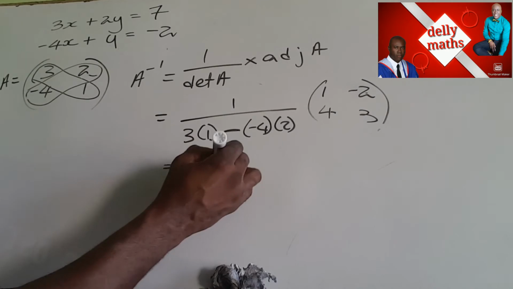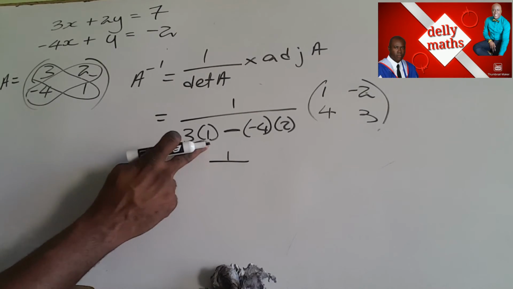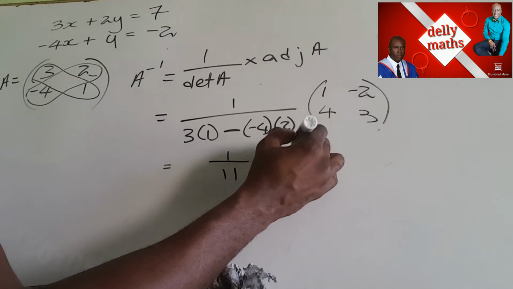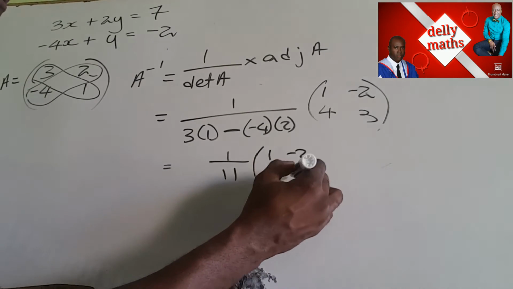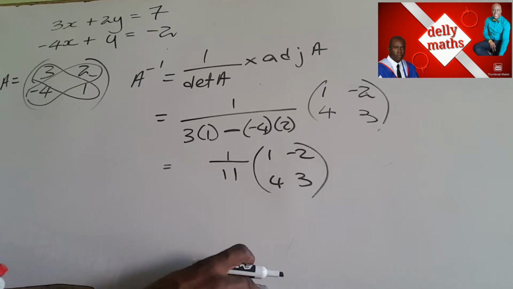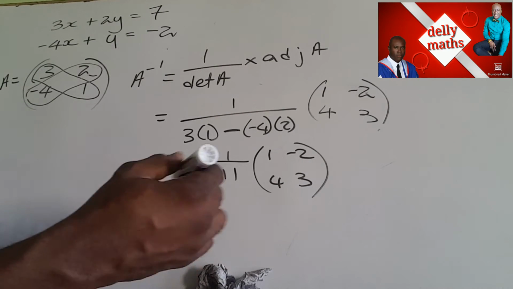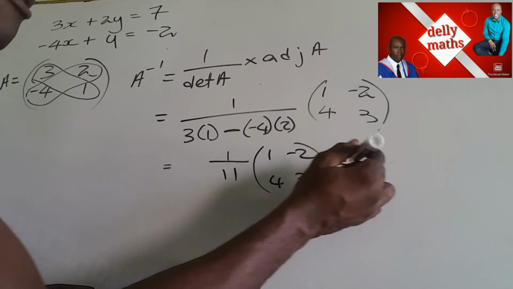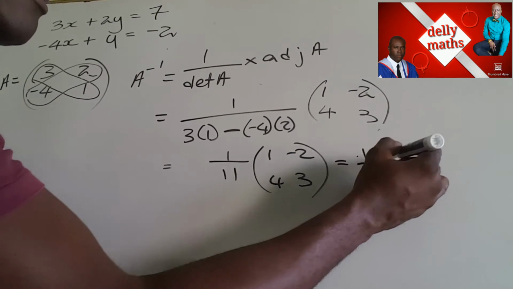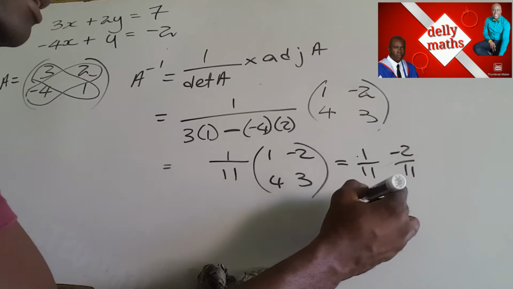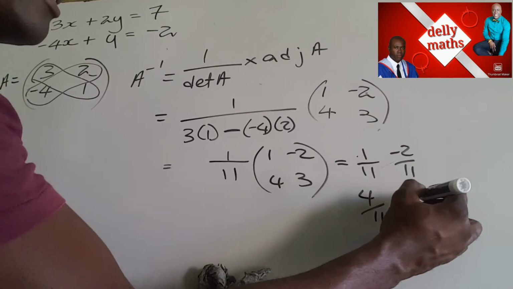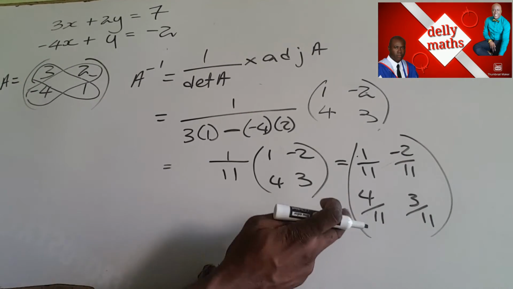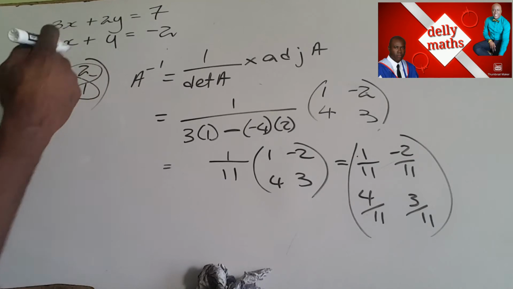When I finish executing this, what I have is the inverse. So this is actually 1 over 3 plus 8, that's 11, and then we have 1, negative 2, 4, 3. Basically, this is the inverse. But to get it down further, we're just going to multiply this by everyone. So we get 1/11, negative 2/11, 4/11, and 3/11. So there it is. This is now our inverse.